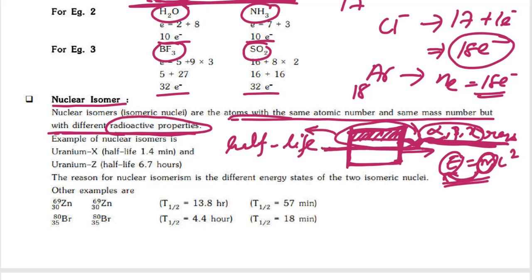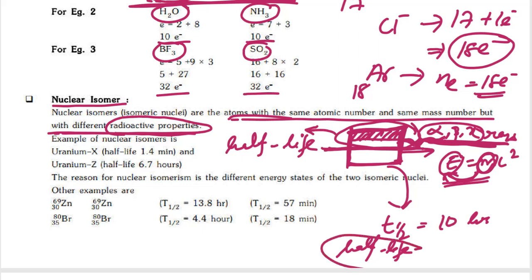मान लीजिए इसको आधा होने के लिए 10 घंटा लगा. कितना घंटा लगा? 10 घंटा. इसको हम लोग बोलते हैं t half, रिप्रेजेंटेड एज t half, हाफ लाइफ. ठीक है. अगर 10 घंटा लगा, 10 आवर्स, तो इसका हाफ लाइफ 10 आवर्स हो जाएगा. समझ गए? सो दिस इज कॉल्ड एज न्यूक्लियर आइसोमर.